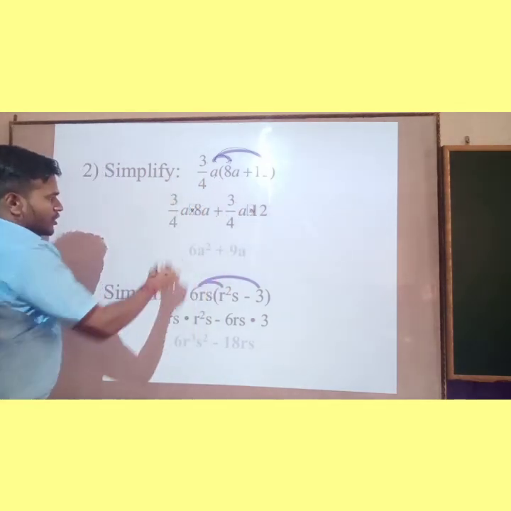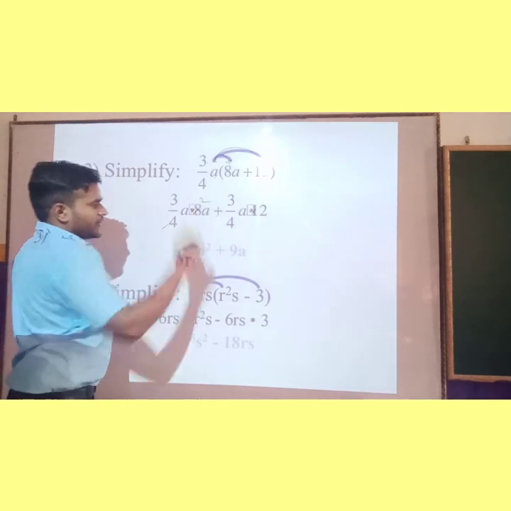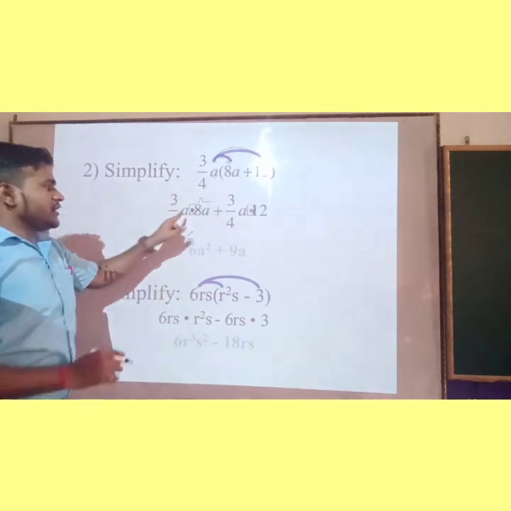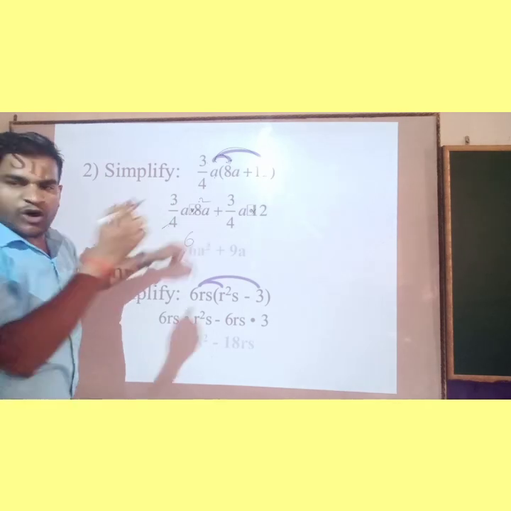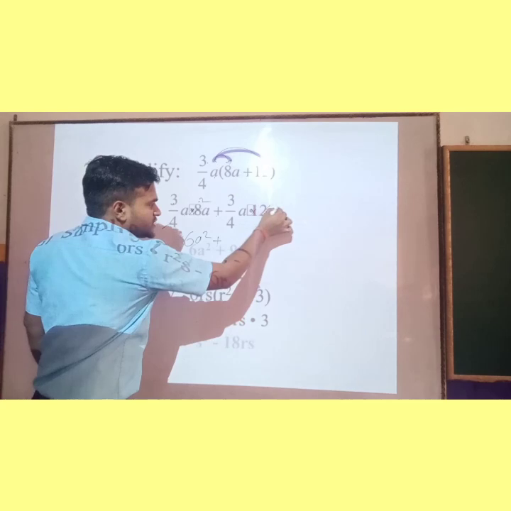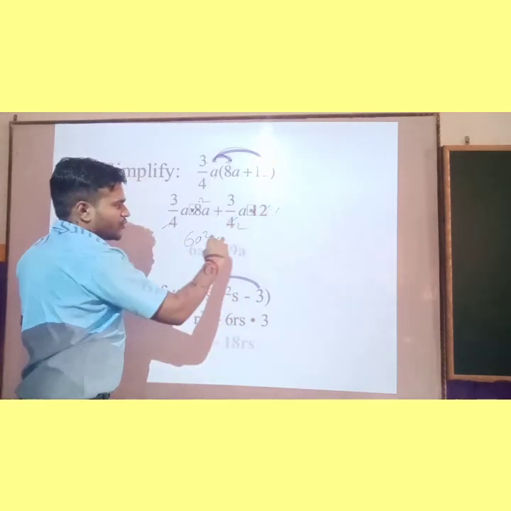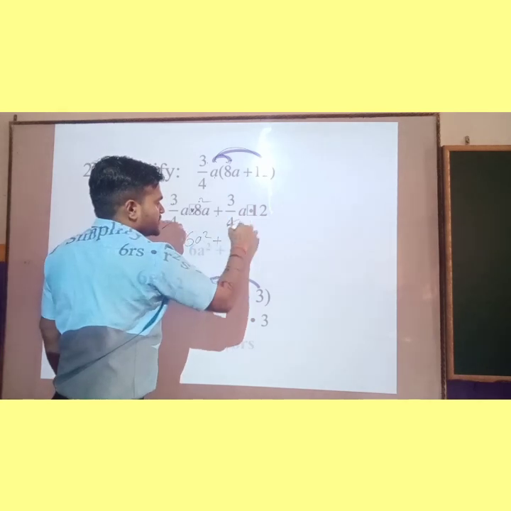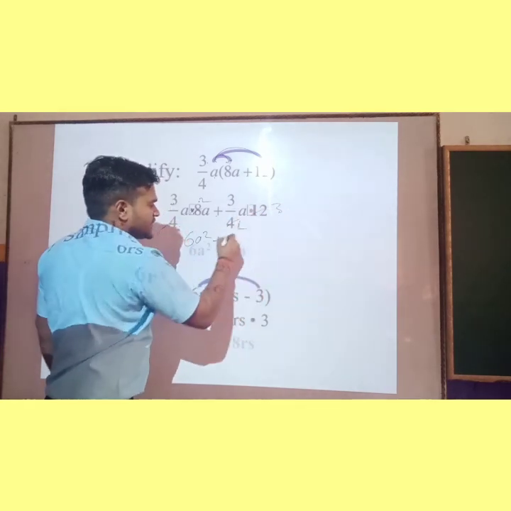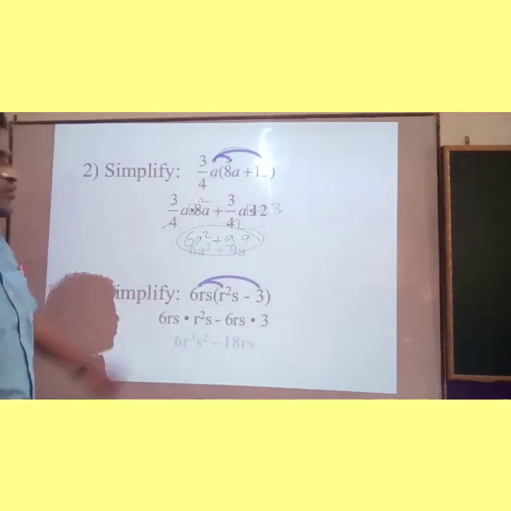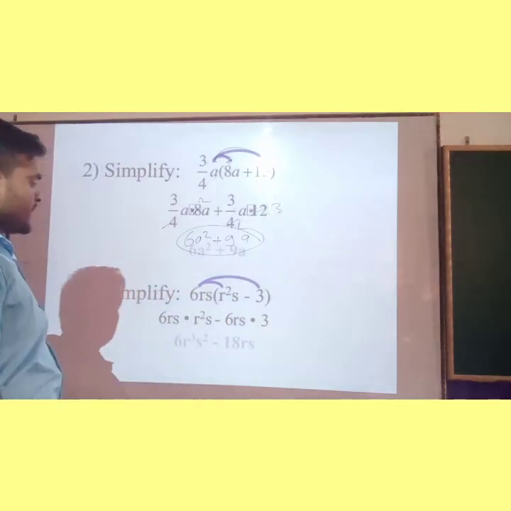So children, 4 2 ja 8, so 3 2 ja 6. 6a into a, multiplied by a, its power will be added, a square. Plus 2 1 ja 2, 2 2 ja 4, that is cancelled. So what will we get? That is 12. 4 1 ja 4, 4 3 ja 12, 3 3 ja 9 into a. So what is your answer? 6a square plus 9a will be the answer.